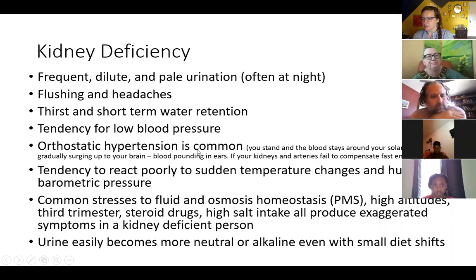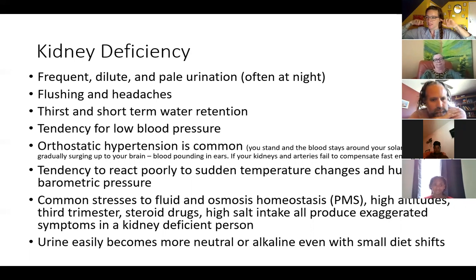Orthostatic hypertension is common. I had to look this one up too. This is when you go from sitting to standing and you stand up too fast, and the blood stays around your solar plexus, gradually surging through your brain. And that's what causes the blood pounding in your ears when you stand up.